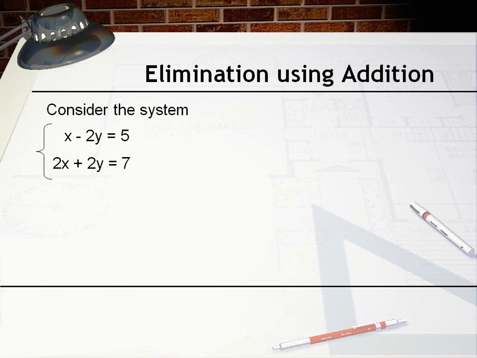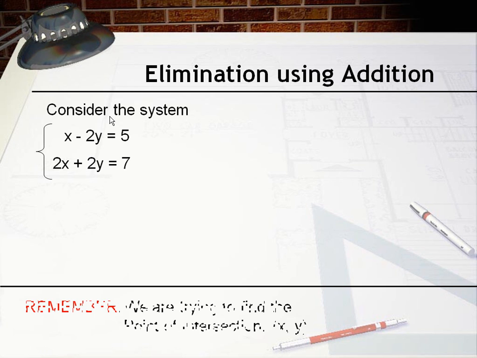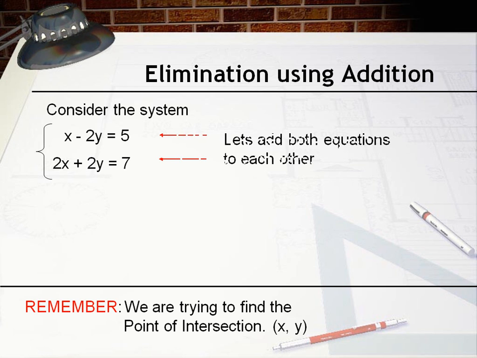But if somehow you can combine these equations and only be left with one variable, you can just solve for that one variable. Now notice that you have a negative 2y and a positive 2y here. So if we added these two equations together, then the y term will eliminate. Okay? So let's add both equations to each other.